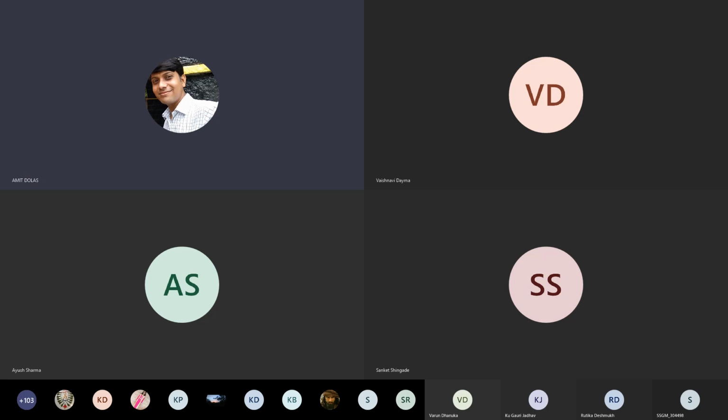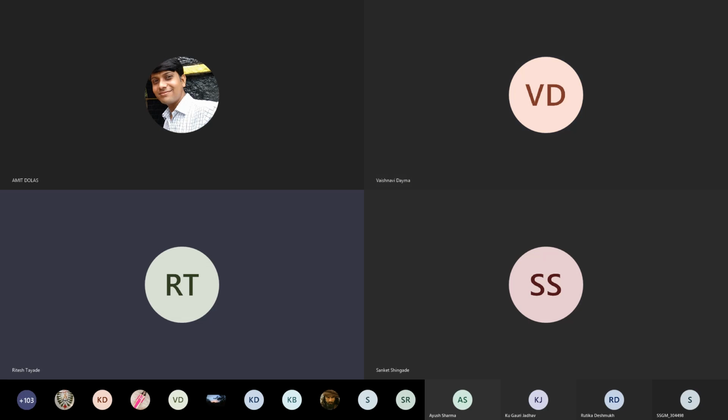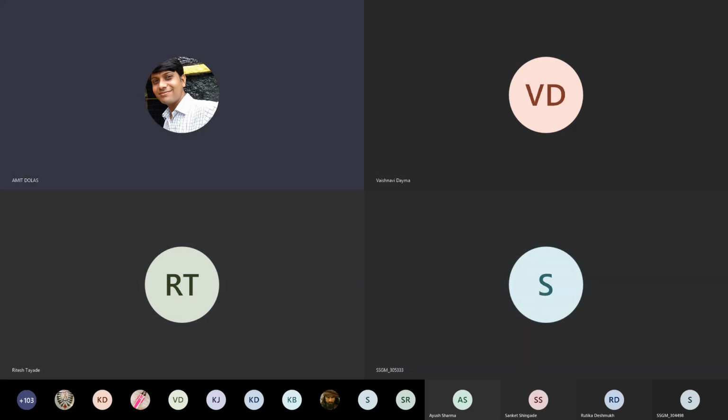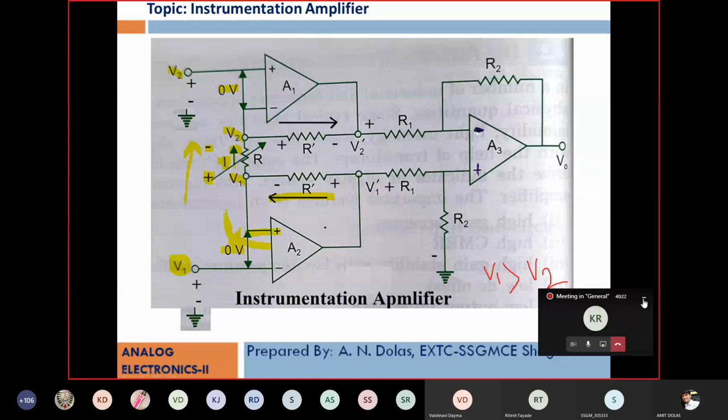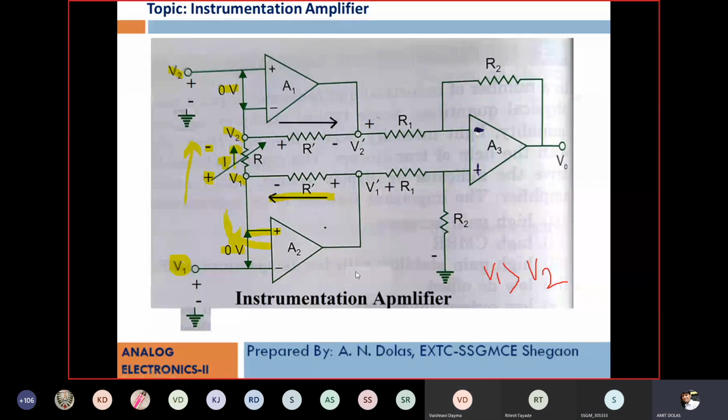Sir, screen is not visible. Wait. Hello. Yes, what is your query? Payal? The PPT is not visible. Okay. Let's check. Now is it visible? No, sir. Wait. I shall check. Screen sharing stopped, I think. Now is it visible? Yes, sir. Okay. So I'll discuss it again.